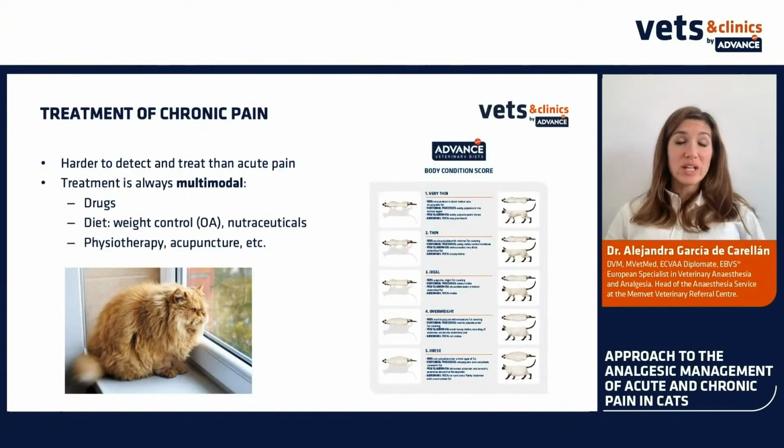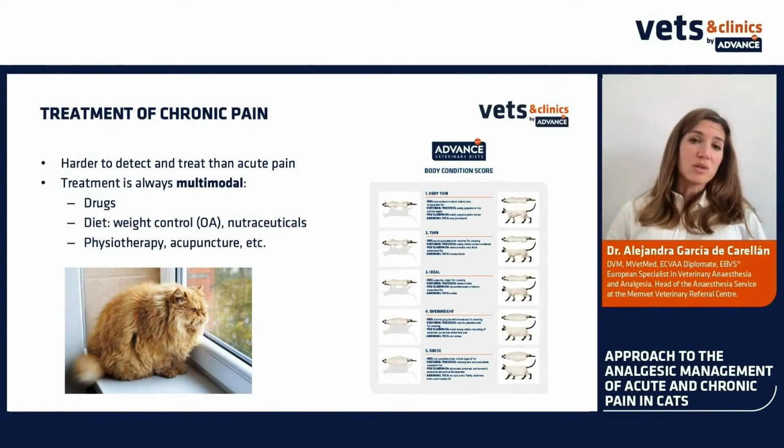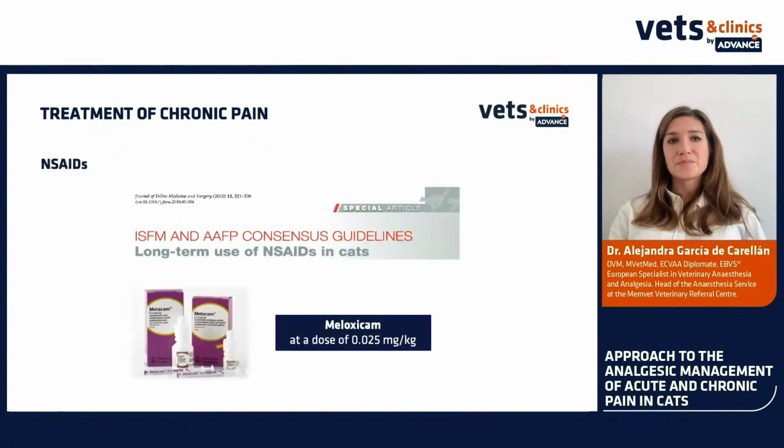For the treatment of chronic pain, as we said before, it's harder to detect than to treat. Treatment is always multimodal. We will use a combination of drugs, diet, and weight control. It is super important in obese cats to control their weight. We will also try nutraceuticals with their food, or we can give them afterwards. That's another tool to explore, as well as physiotherapy, acupuncture, and other things.